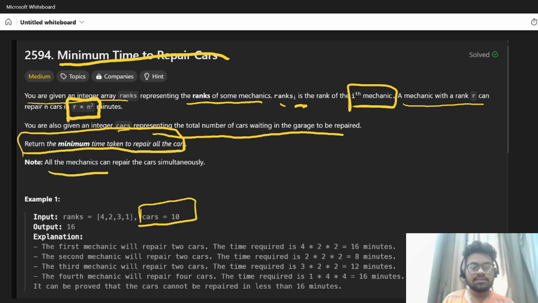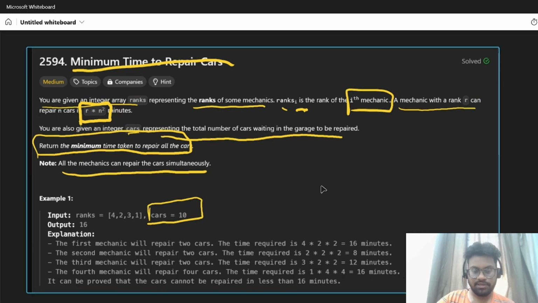And all the mechanics can repair the cars simultaneously, which means all the people will work in parallel. That's cool.